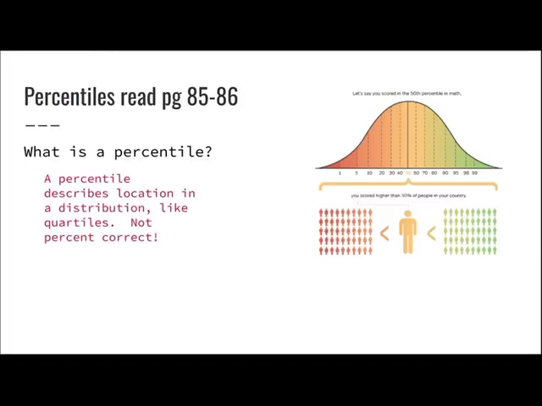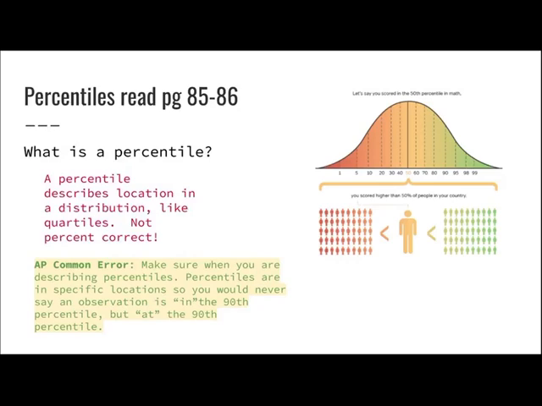So what is a percentile? A percentile describes location in a distribution, like quartiles, not percent correct. Make sure when you are describing percentiles that you are describing specific locations. So you would never say an observation is in the 90th percentile, but at the 90th percentile.